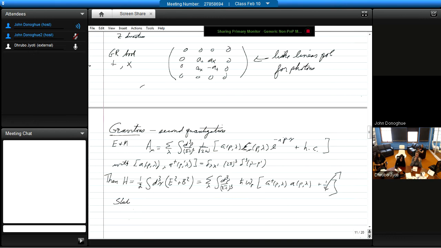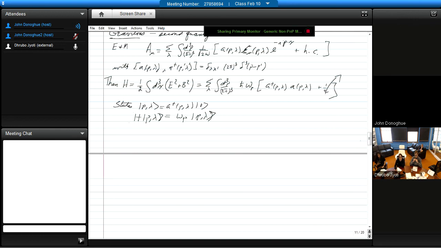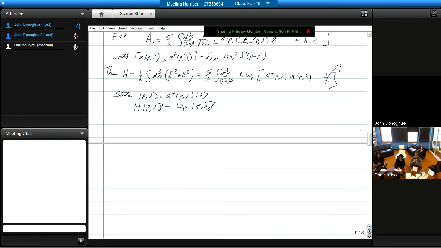So this is how we get our states. The state p lambda is a dagger of p lambda on an empty state, and the Hamiltonian on p lambda gives omega p times p lambda. Now, this gives you the eigenstates of energy. And it actually works out. We have all the ingredients to do the exact same thing for gravity.